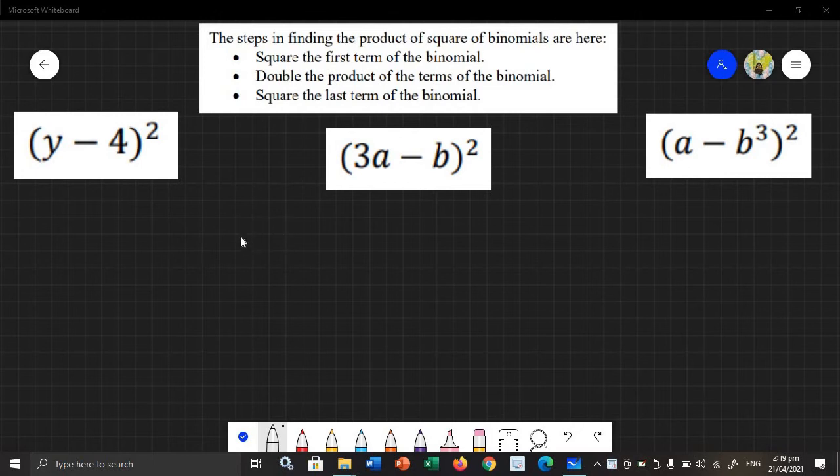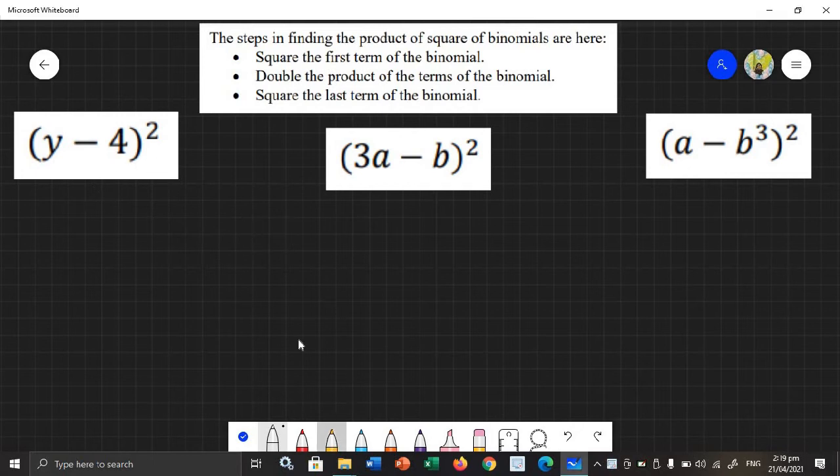So, we have quantity y minus 4 squared. So, again, applying the steps, we need to square the first term. So, square natin si y. The answer is y squared. And then, we need to double the product of the terms of the binomial. So, we need to multiply 2 by, mauna pala si, or kahit na magkapalit, interchangeable naman sila. So, 2 multiply natin kay negative 4.